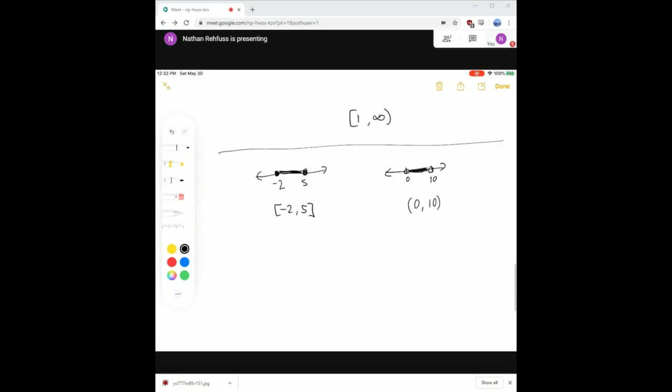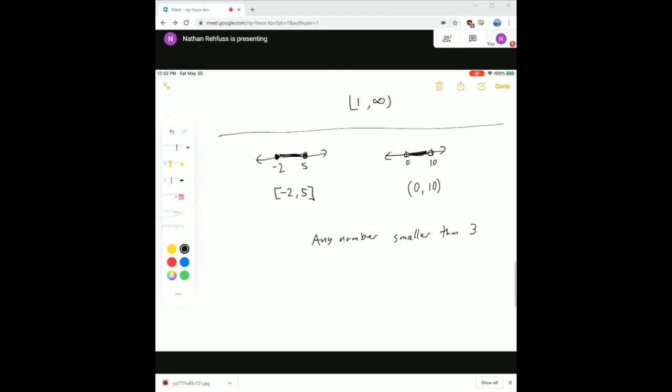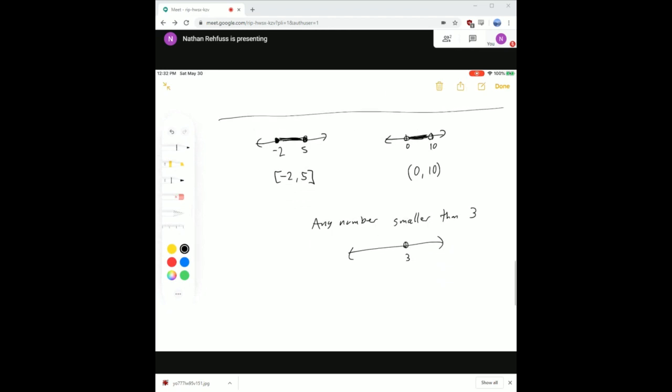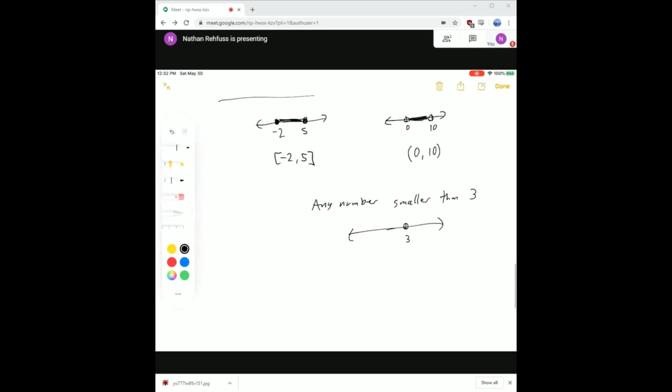Let's say I said any number smaller than 3. On a number line, I would say here's 3, and I said smaller than 3. I didn't say 3 was allowed. 3 is not smaller than 3. So I'm going to put an open circle here. So 2.9999 would work, but 3 doesn't work. And then I'm going to shade in all of the numbers below.